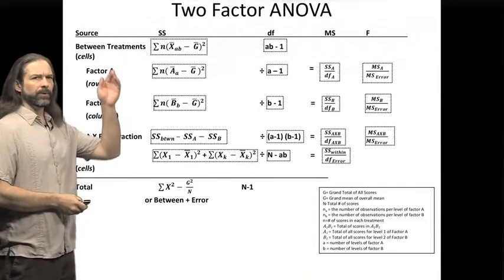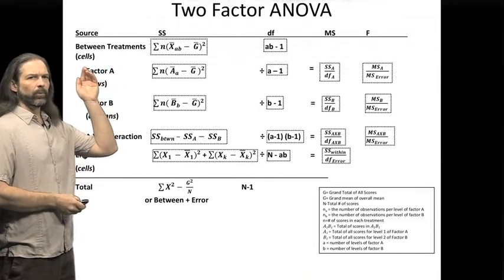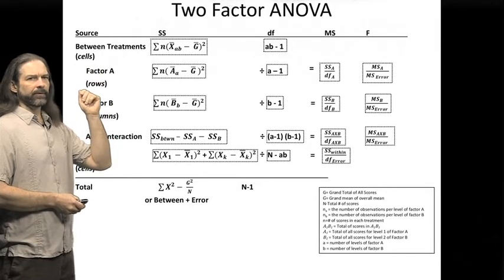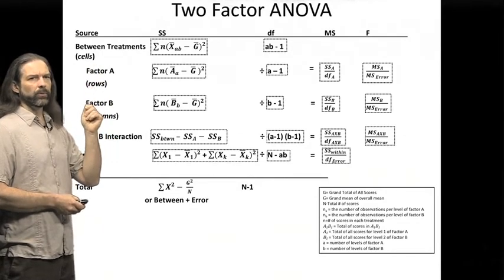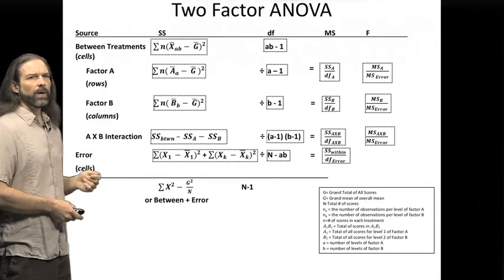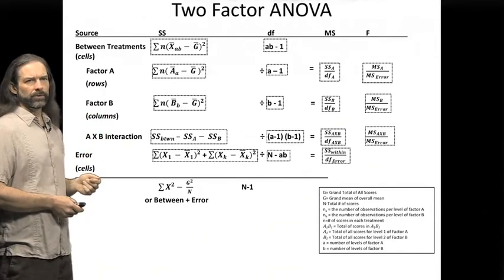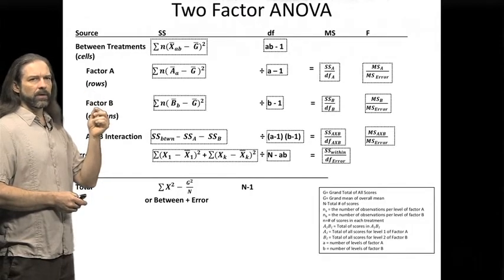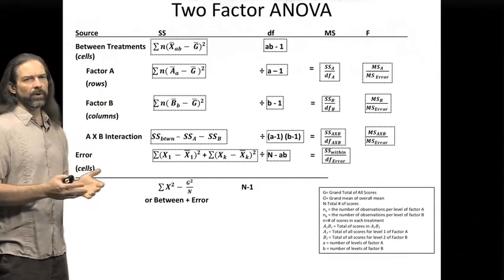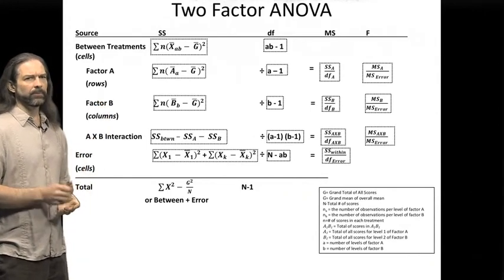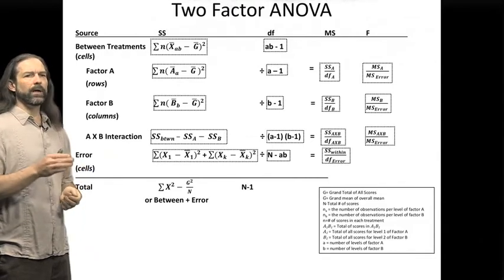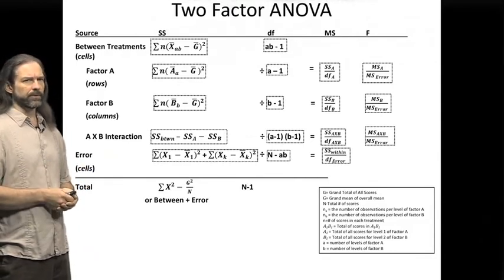You'll notice we'll be computing between treatments. And when we're doing this, we'll be dealing with the cells. Then when we go to factor A, we'll be doing rows. Then factor B will be columns. Then when we get to the error term, we'll be going back to cells. It doesn't matter if you do rows then columns or columns then rows, as long as you are consistent. So I'm presenting it this way, and if you just commit to memory cells, rows, columns, cells, then that will help you avoid some potential errors.